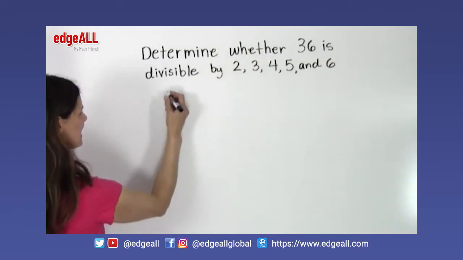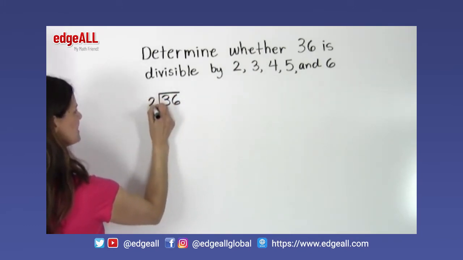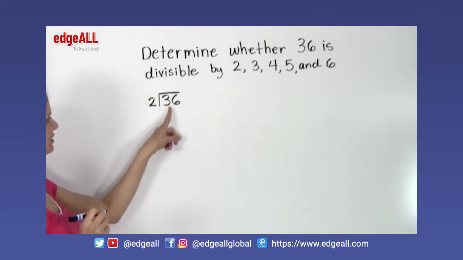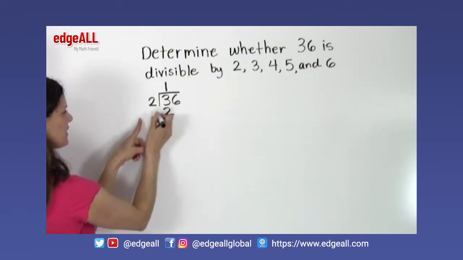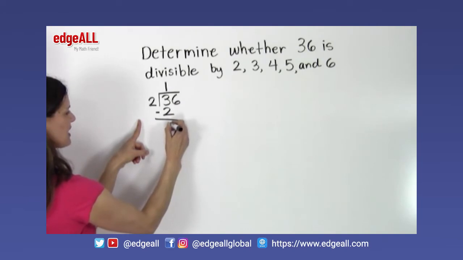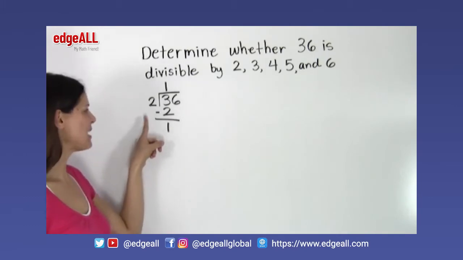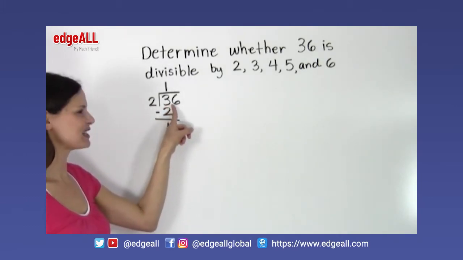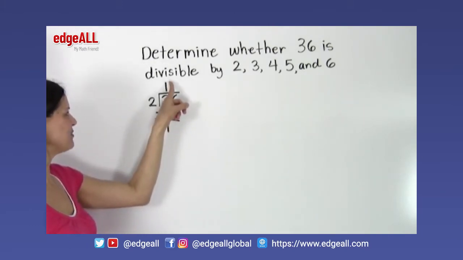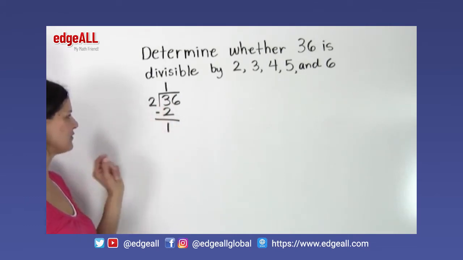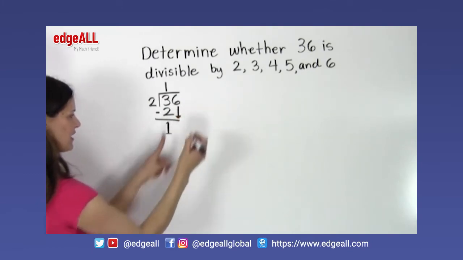Let's begin by dividing 36 by 2. 3 divided by 2 is 1. 1 times 2 is 2, and I subtract 2 from 3 to get a remainder of 1. You can also ask yourself, what number can I multiply 2 by to get as close to 3 as possible, but under 3? That number is 1, and 1 times 2 equals 2, subtract it from 3 to get this remainder of 1, but I still have another number to pull down, my 6.